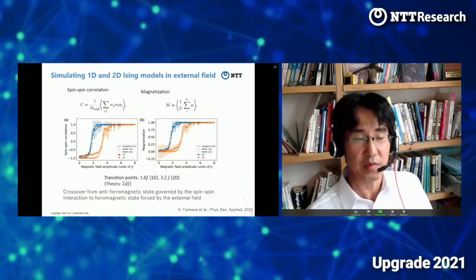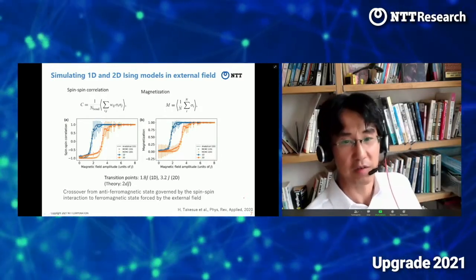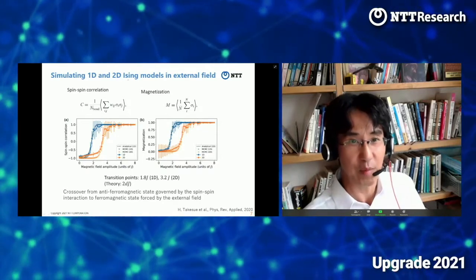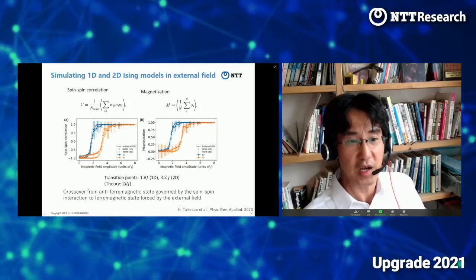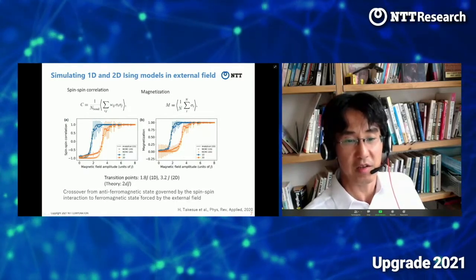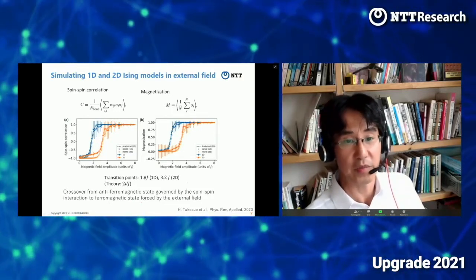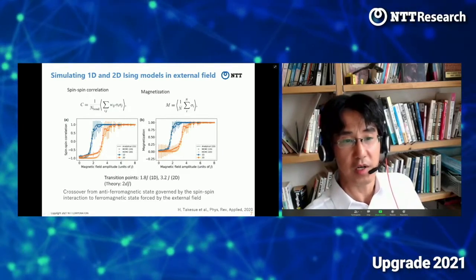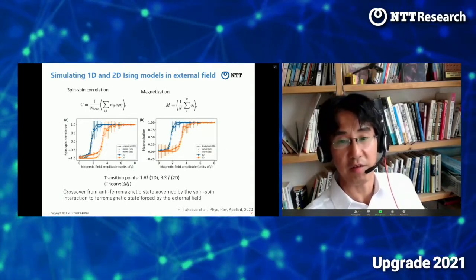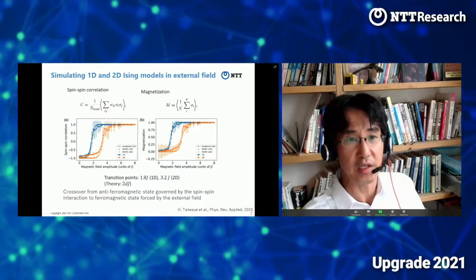We did the same experiment with different magnetic field amplitudes, and plotted the spin-spin correlation and the magnetization as a function of the magnetic field amplitude, for both 1D and 2D anti-ferromagnetically coupled Ising models. As you can see, we obtained a clear crossover, a clear transition from the anti-ferromagnetic state, which is governed by the spin-spin interaction, to the ferromagnetic state forced by the external field. And more importantly, those curves fit very well with the theoretical curve obtained with the analytical solution in the case of 1D and the Monte Carlo result in the case of 2D. So now we can simulate the Ising model in an external field with our machine.